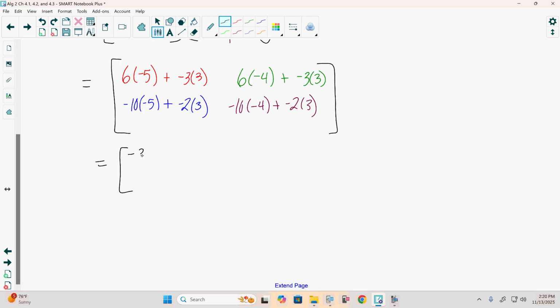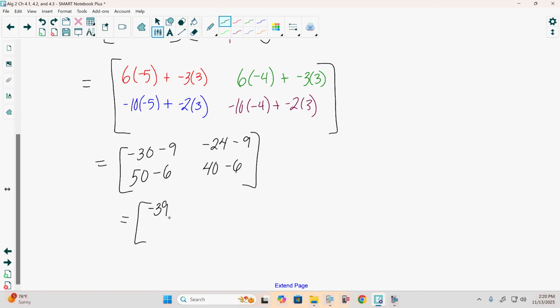6 times negative 5 is negative 30. Negative 3 times 3 would be negative 9. 6 times negative 4 is negative 24. Negative 3 times 3 would be negative 9. Negative 10 times negative 5 is positive 50. Negative 2 times 3 is negative 6. Negative 10 times negative 4 is positive 40. Negative 2 times 3 is negative 6.